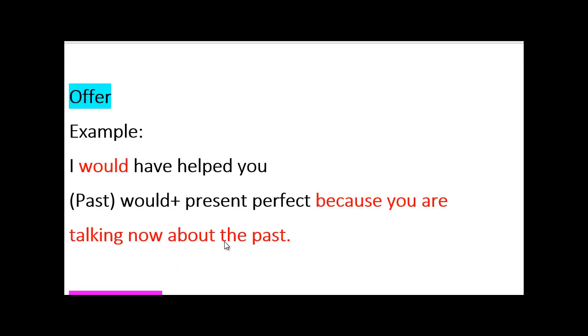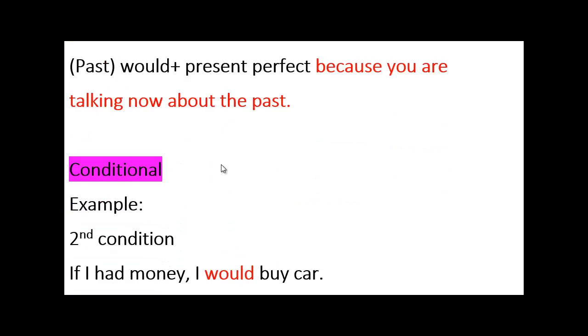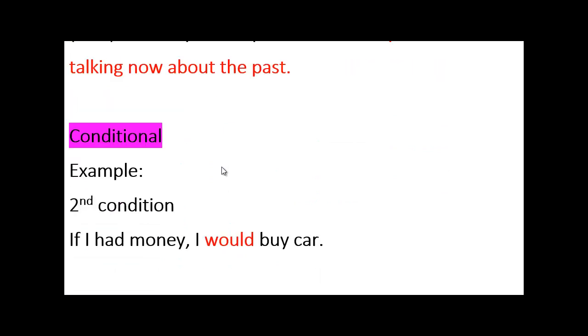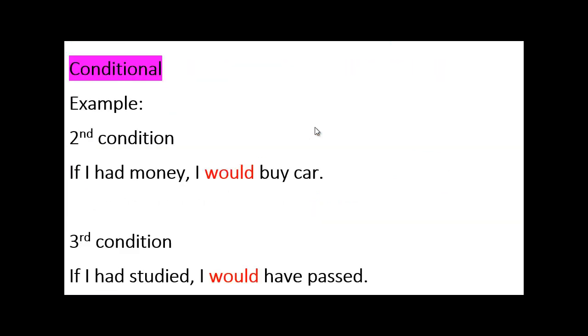Because you're talking about the past. You're talking about moving house in the past, as we said, okay? That's an offer. Also, conditional, yes. We use would in the if conditional, as you all know. We talked about that before in another video. We said that in conditional 2 and 3, we use would. So if you have the past simple, all right, if I had money, I would buy a car. Very clear, okay? If I had money, I would buy a car, right?